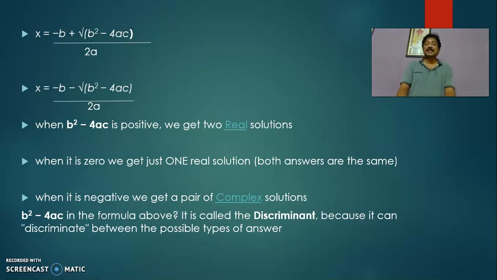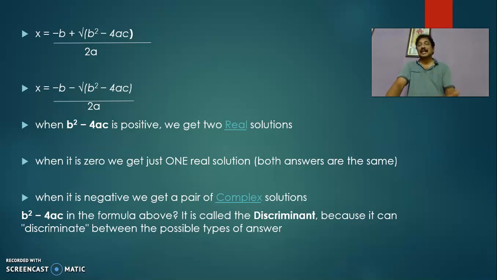When b square minus 4ac is 0, we will get just one solution, because then x is equal to minus b by 2a only. There is only one real solution. Is it clear? When it is negative, we get a pair of complex solutions. The value under the square root is negative, and we call it an imaginary number. a plus ib is called a complex number. It is the general form of a complex number.